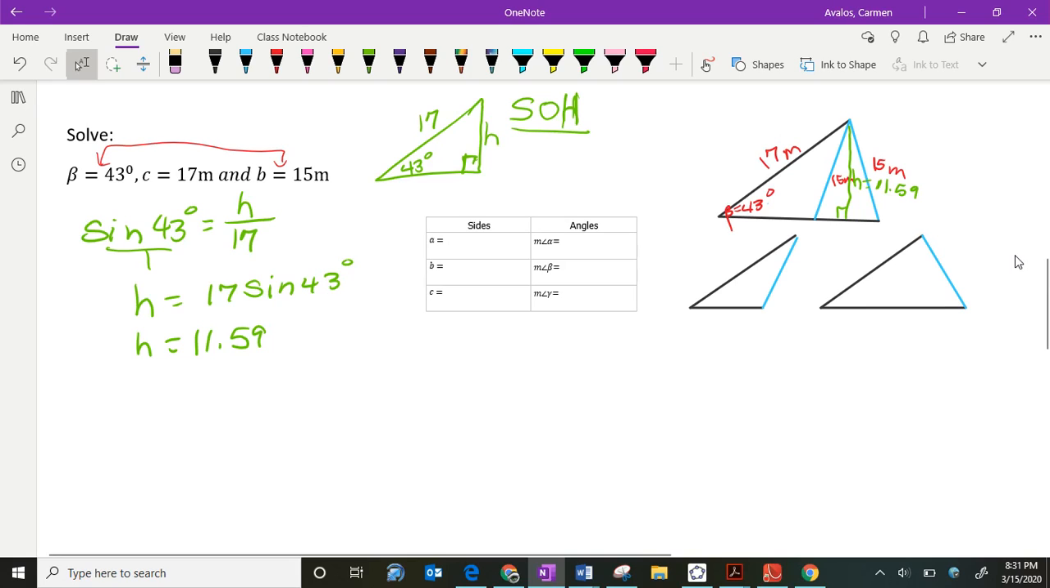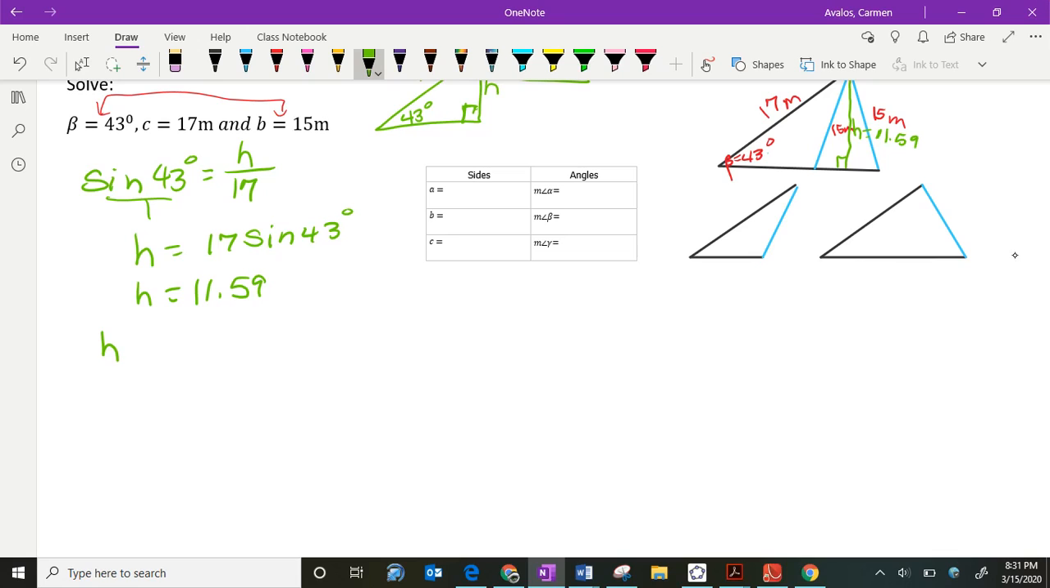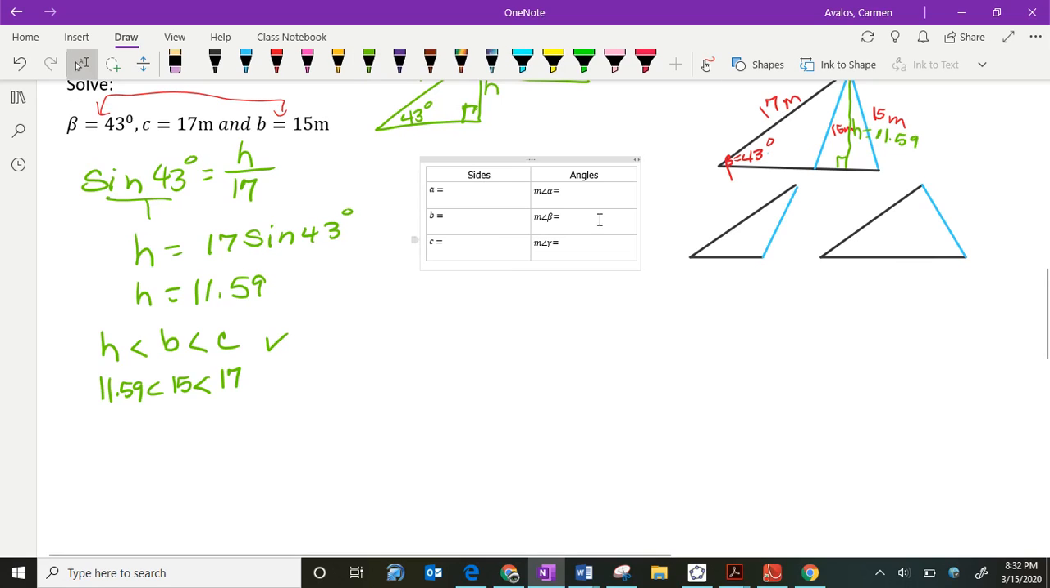So then the next thing you want to do, and I'm just going to write this down, is that your side b here has to be between your h and the biggest one. The biggest one has to be 17, and then your h is 11.59, and then b has to be in between those values. And so that's where it is. It is 15 on there. And so it checks.